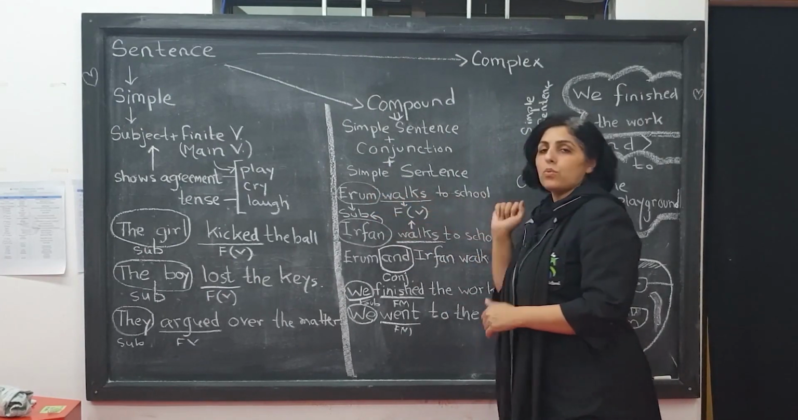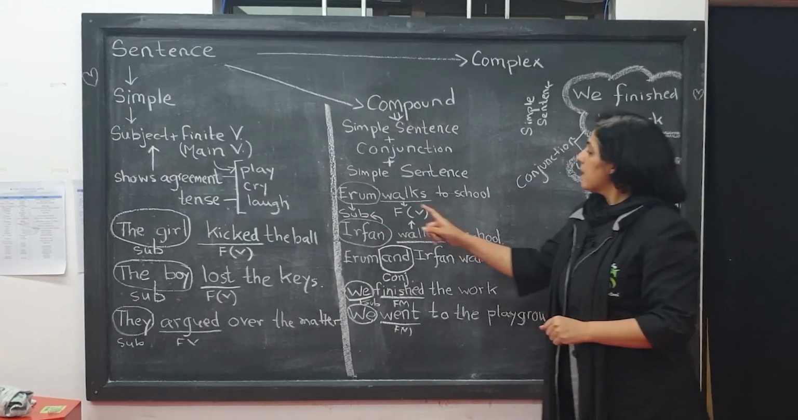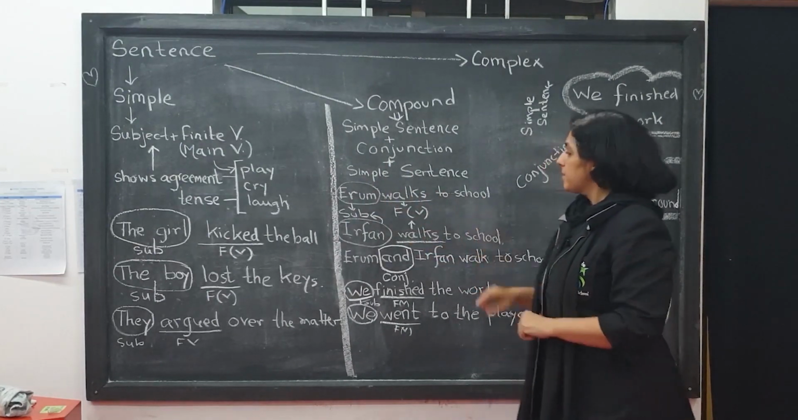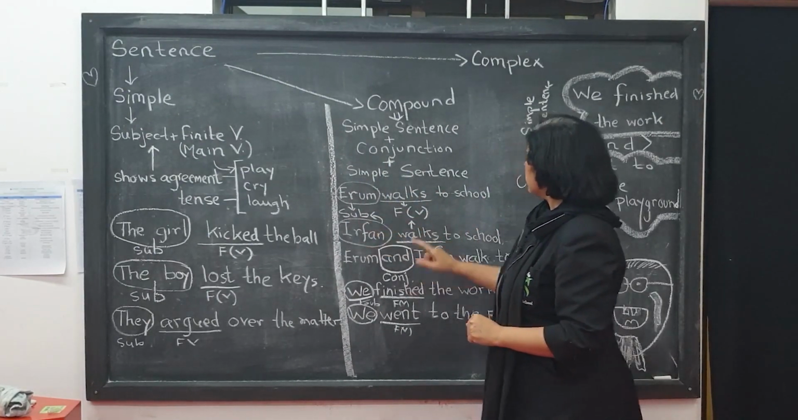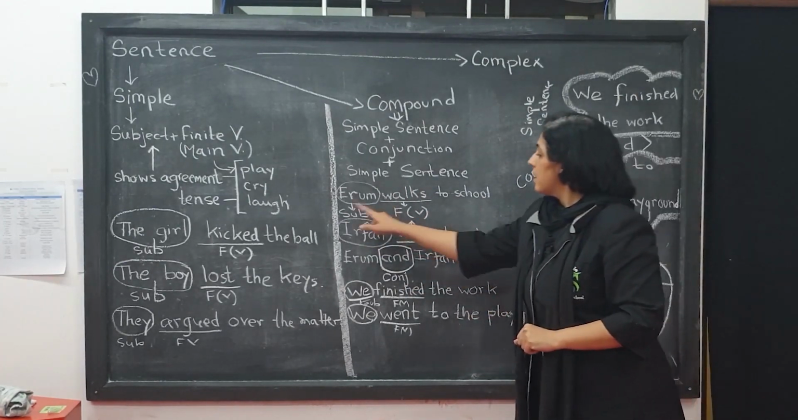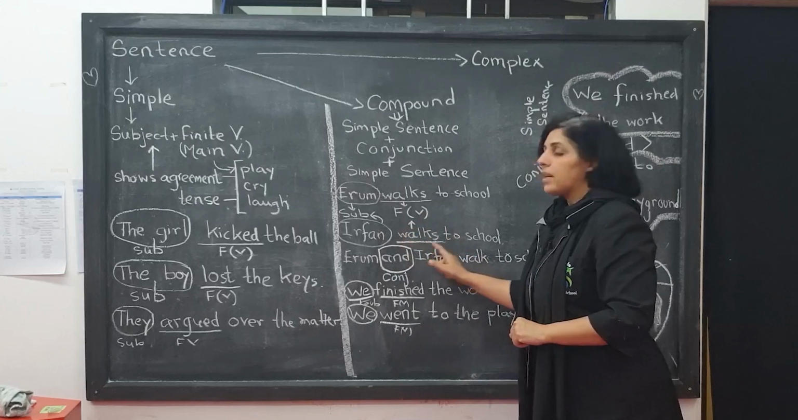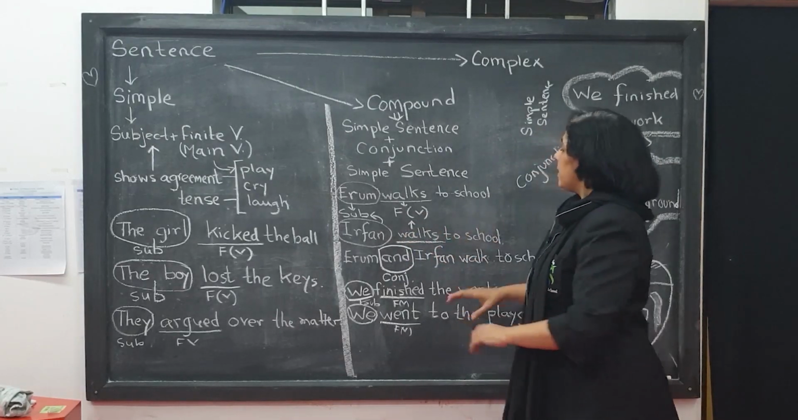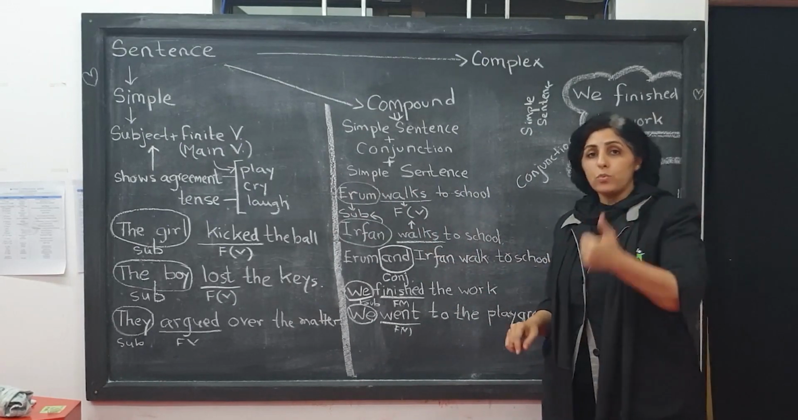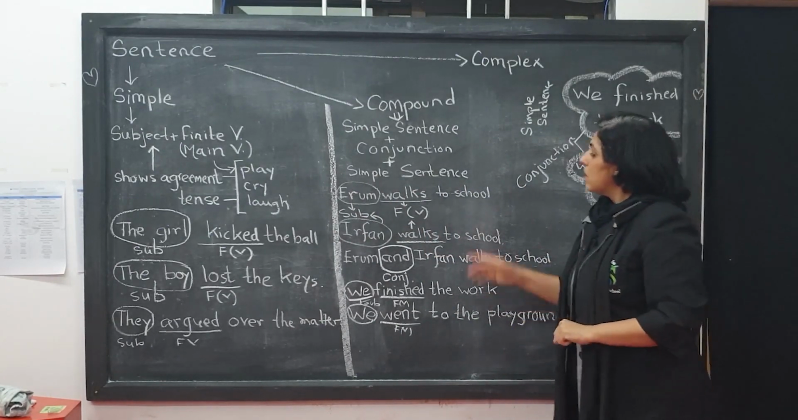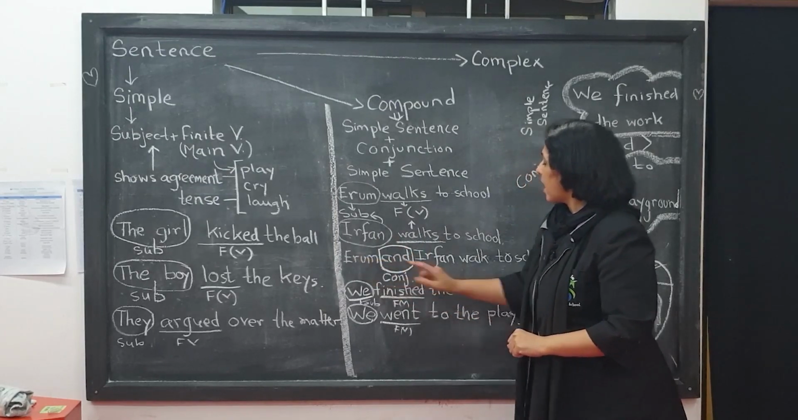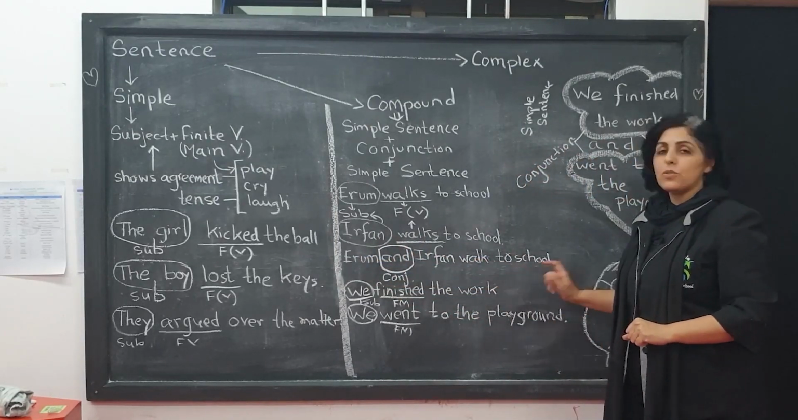Iram walks to school. One simple sentence. We have a subject here. We have a finite verb here, right? Irfan walks to school. Another simple sentence, subject and a finite verb, correct? Now I want to combine these two sentences, put them together as one. What do I do? I add a conjunction. Iram and Irfan walk to school.